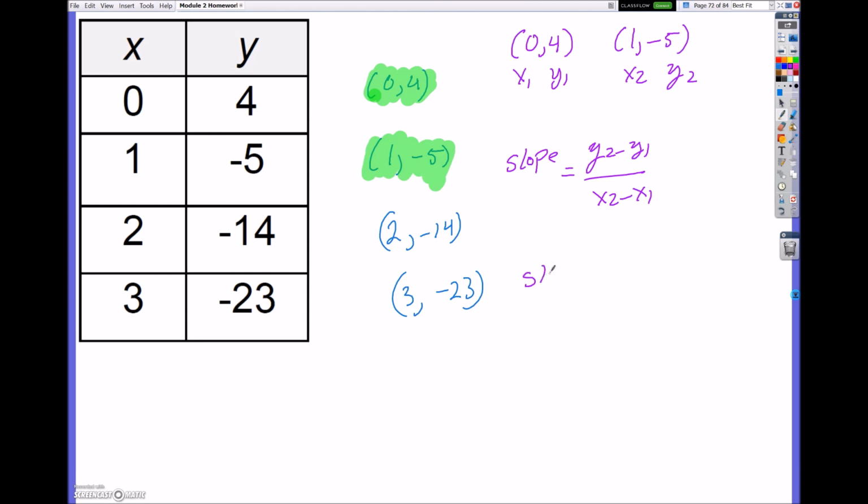So now to find my slope, to find my rise over run, I just plug in these points. It would be -5 minus 4 all over x2, which is 1 minus 0. So -5 minus 4 is -9. 1 minus 0 is 1. And then I just simplify if possible, and I can't. -9 divided by 1 is just -9. So here my slope is -9.